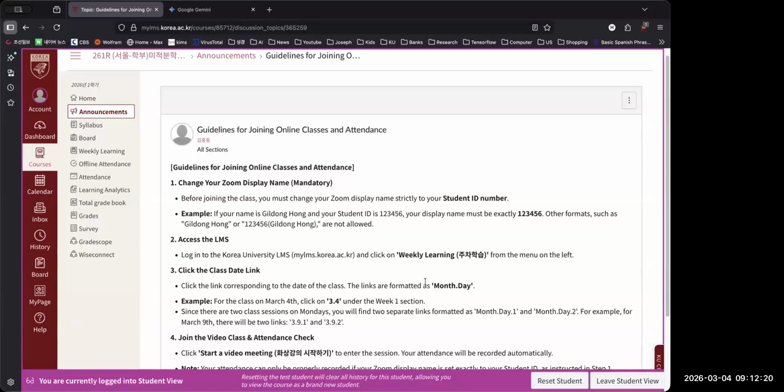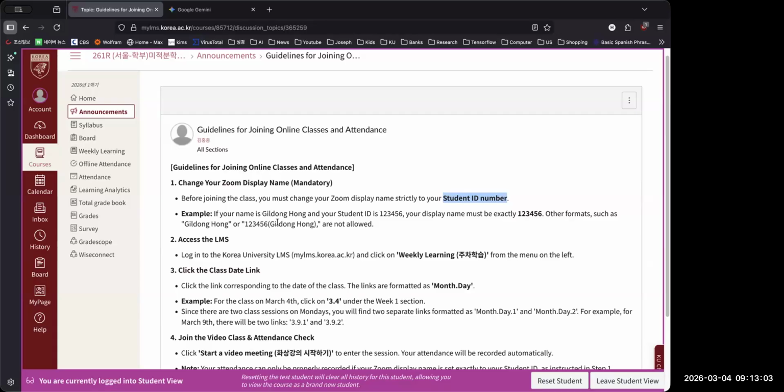So when you join the class, probably you already read this announcement. Now when you join our class, please change your Zoom display name. I have many students in this class and I cannot check the attendance manually. So I will run the program to check the attendance automatically. So please change your Zoom display name to your student ID number.